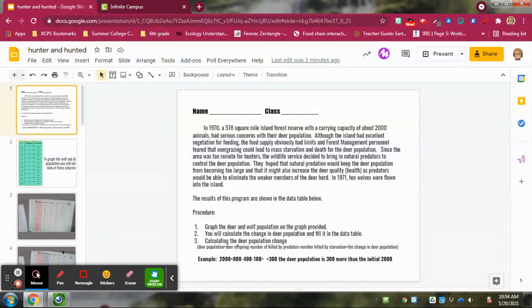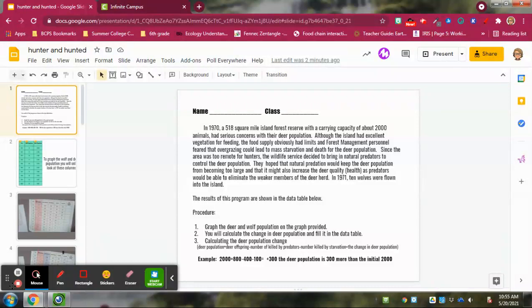animals had serious concerns with their deer population. Although the island had excellent vegetation for feeding, the food supply obviously had limits, and forest management personnel feared that overgrazing could lead to mass starvation and death for the deer population.